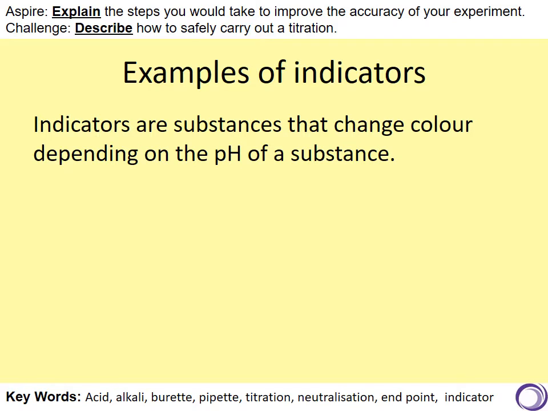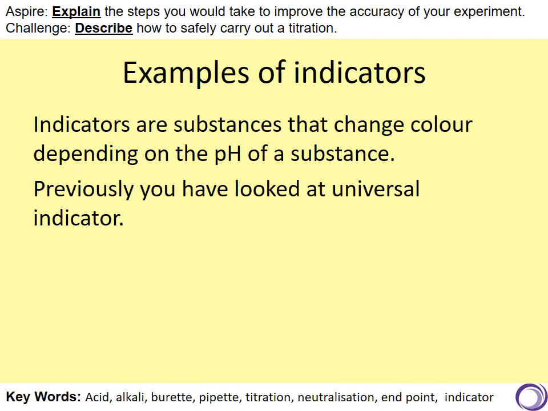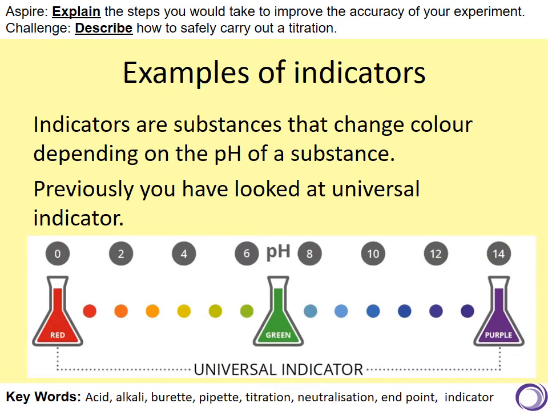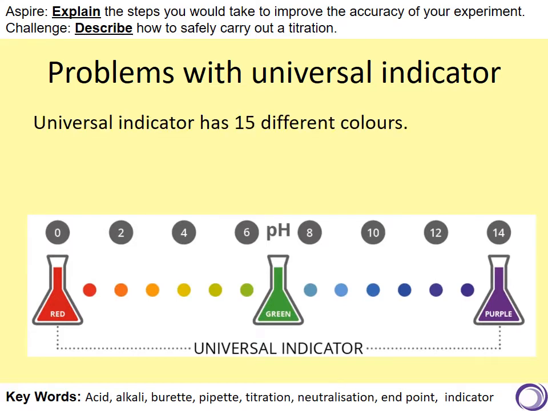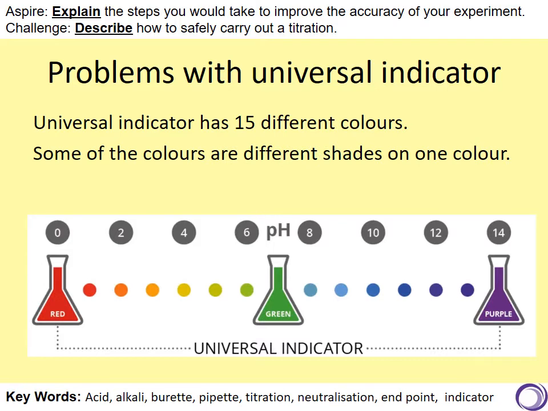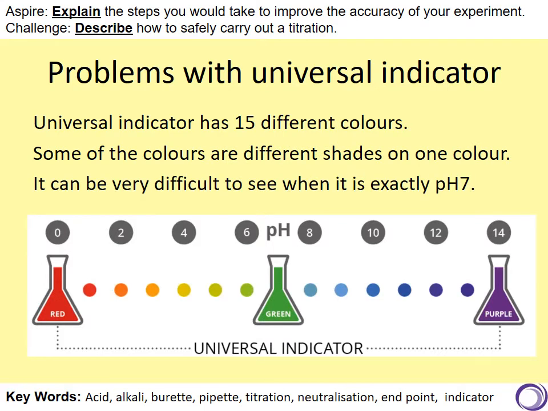So examples of indicators then. We've seen previously that indicators are substances that change colour depending on the pH of the substance. And previously you will have looked at universal indicator that goes 14 different colours from 0 up to pH 14. The problem with universal indicator is that it has lots of different colours. Some of these colours are different shades of one colour, and it can be very difficult to tell when it's exactly pH 7. As you can see there are at least 3 shades of green, so knowing which was the green for pH 7 is quite difficult.